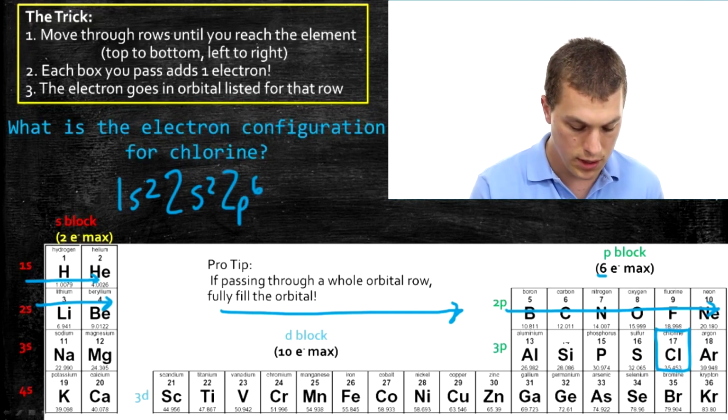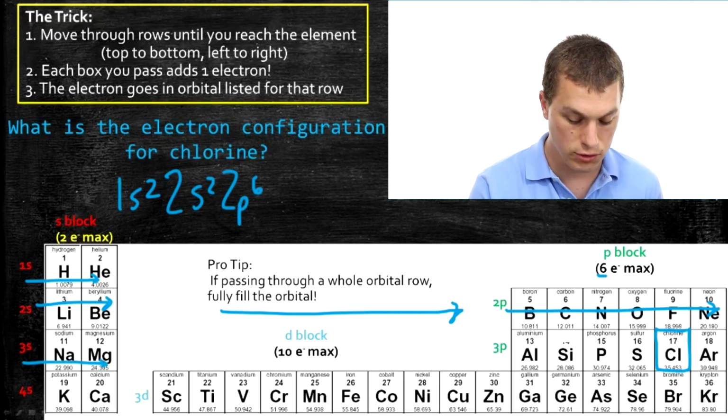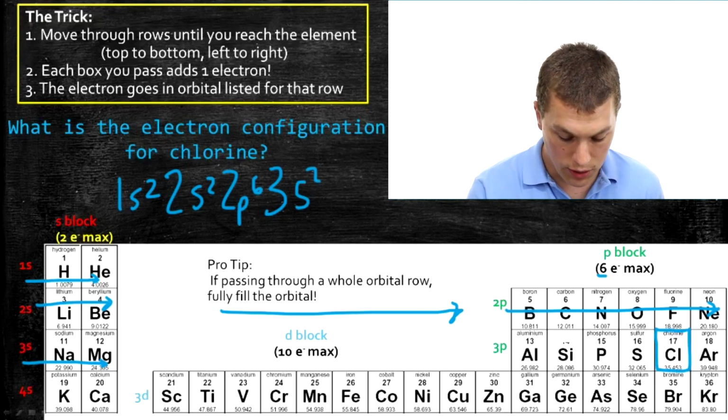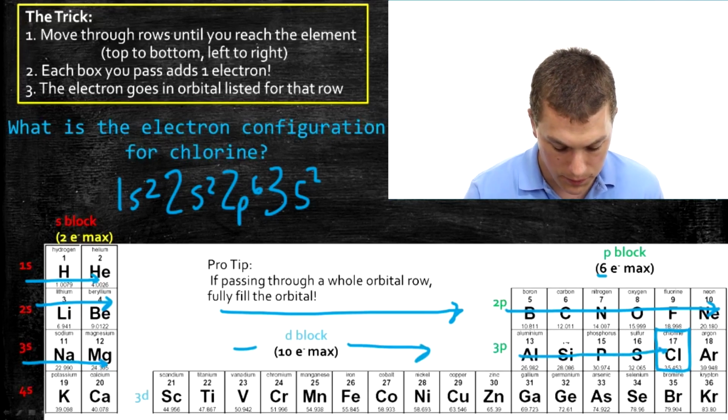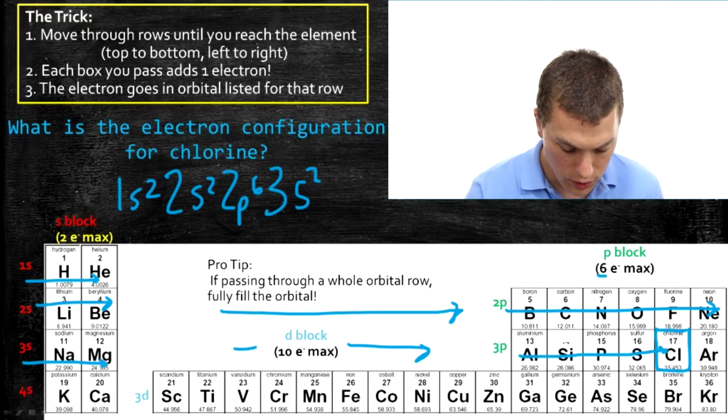Now we go to the next row, and now we see that we're in the 3s. We pass through 2 boxes, we pass through the whole row. That s orbital is also full, and it's the 3s orbital. It's the third row down. And then we go across once again to the 3p, and we're gonna stop once we get to chlorine. So we're gonna go all the way to chlorine, and then we're gonna stop.